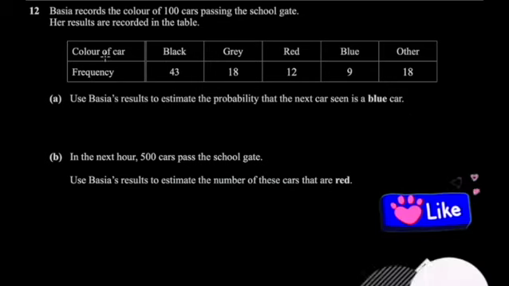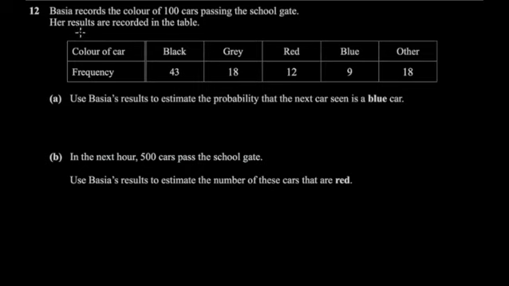So maths questions. Okay, so question 12, it says base year records the color of 100 cars passing the school gate. Results are recorded in the table. So this is the table here. We have the color of car here, it's recorded, and then also the corresponding frequency.